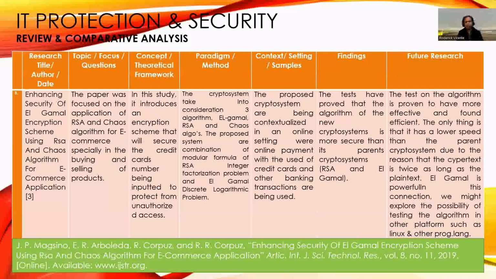Yung bawat isa lang sa kanila. But the speed of the new system is slightly slower than its parents. So dahil nagkaroon tayo ng combinations, pumagal ngayon yung speed ng encryption natin. So RSA algorithm is slower depending on the chosen encryption key. Depende naman kung sa encryption key na pinili niya.